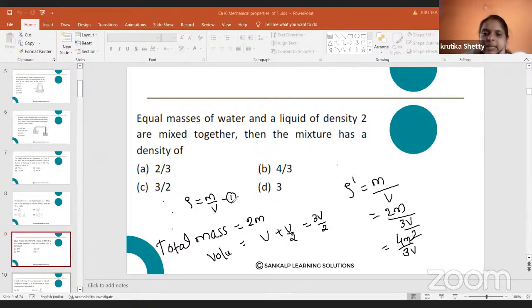So this m by v is nothing but equation 1. So we get 4/3. Option B is right here. Yes, so many students are getting the answer here. Okay, so let us go for the next question.